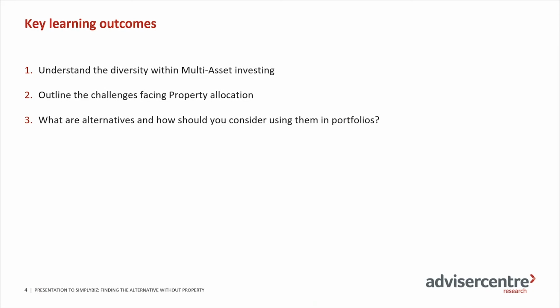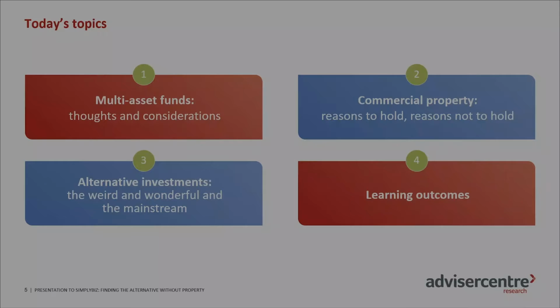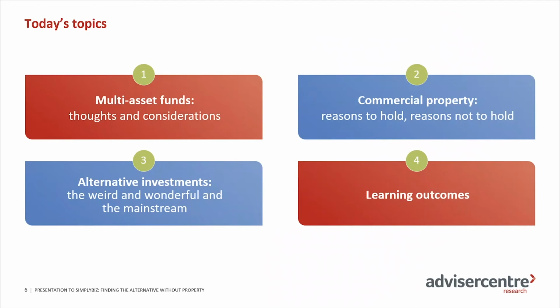We've got some key learning outcomes. We'll do these at the start and repeat them at the end. Understand the diversity within multi-asset investing. Outline the challenges facing property allocations. What are alternatives? How should you consider using them in your portfolios? Key topics: multi-assets, thoughts and considerations, commercial property, reasons to hold, reasons not to hold, alternative investments, the weird and wonderful and the mainstream, and learning outcomes.